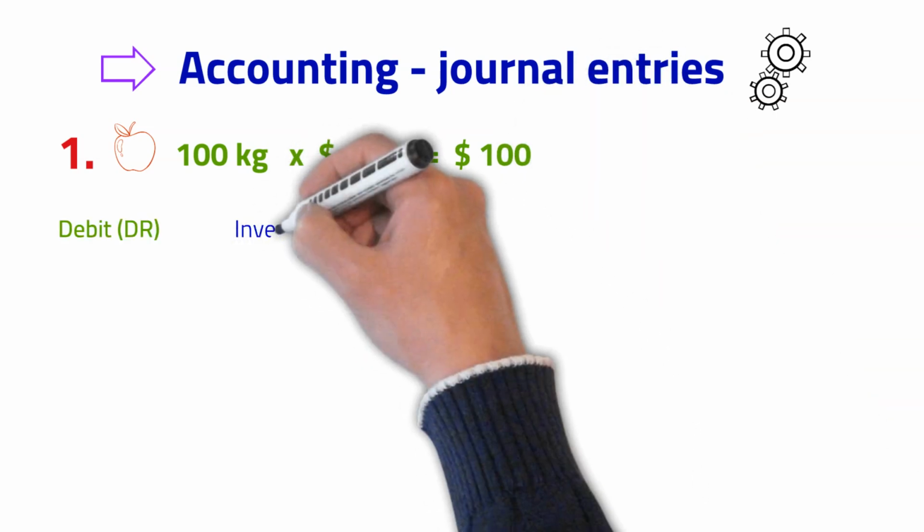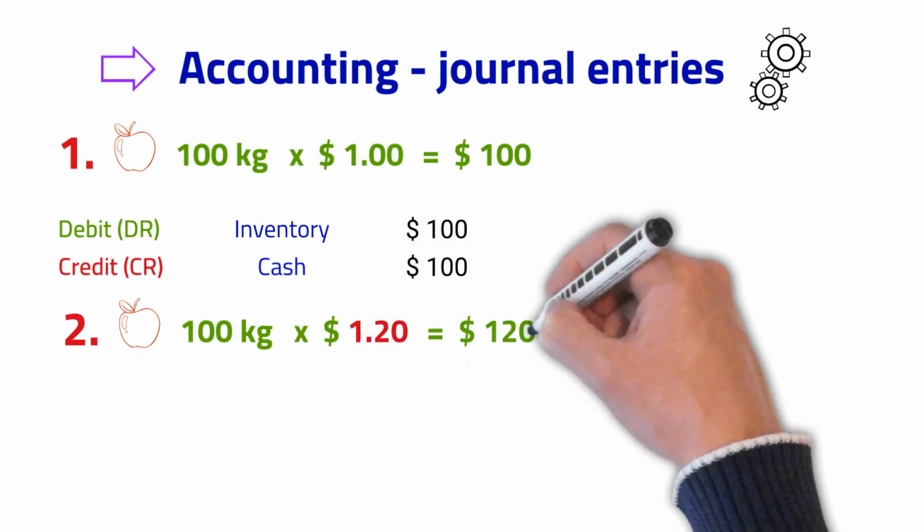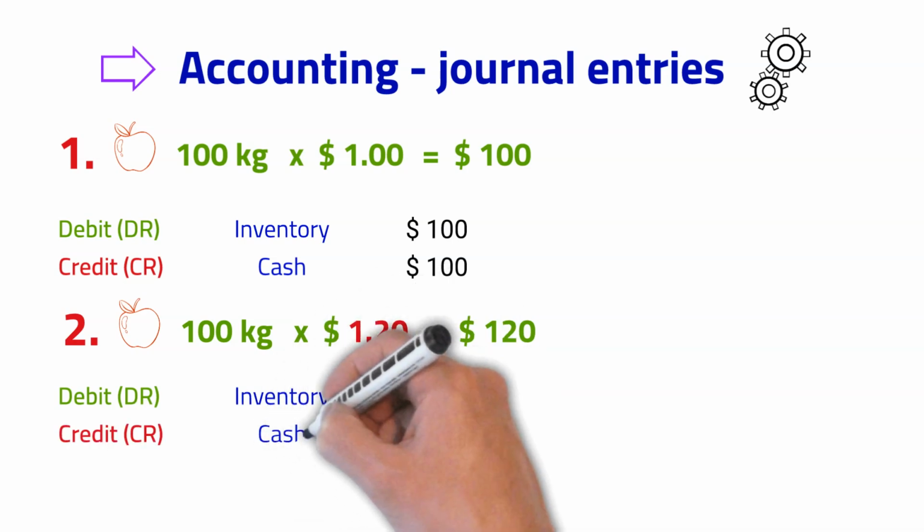Back to work. Let's say we buy 100 kilograms of apples at $1 per kilo, which means $100 in total, and get it to stock. We pay in cash. Journal entries would be debit inventory 100, credit cash 100. In one week we buy another 100 kilograms, but now at $1.20 per kilo. That would cost us $120, again paying in cash. Journal entries would be debit inventory 120, credit cash 120.